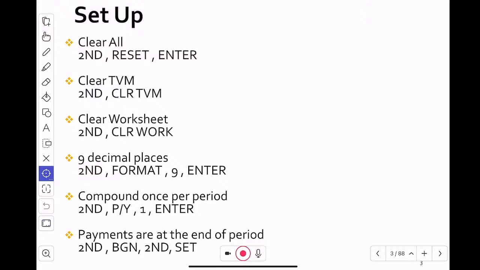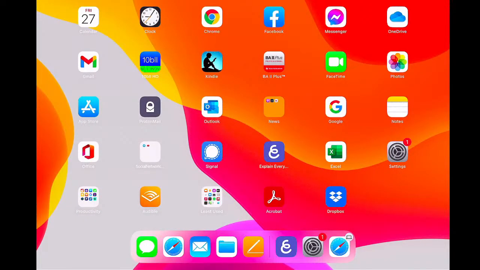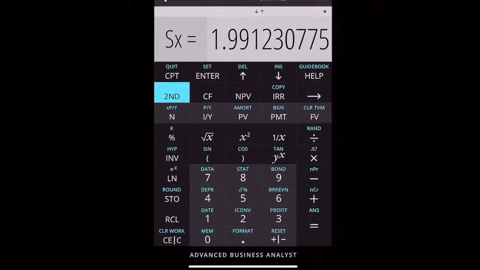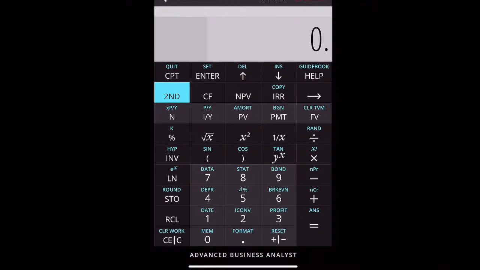Okay, so I have a calculator on my iPad. This is it here. It is a financial calculator. At the bottom it says Advanced Business Analyst. So we're going to use the statistical functions and the finance time value of money row, this one here.